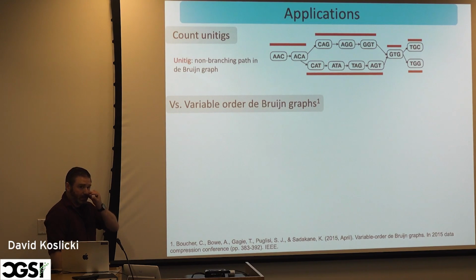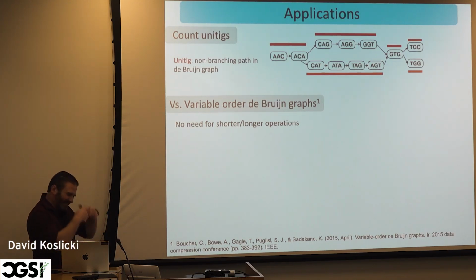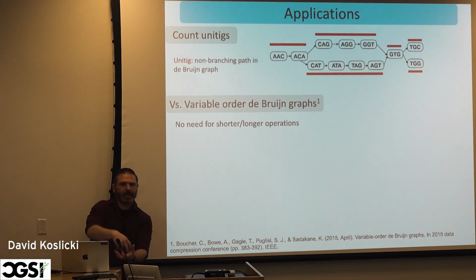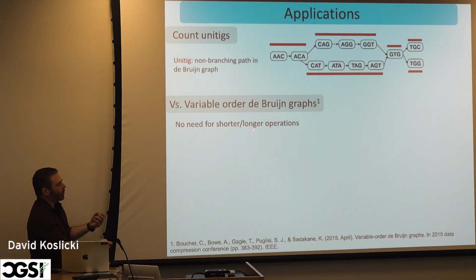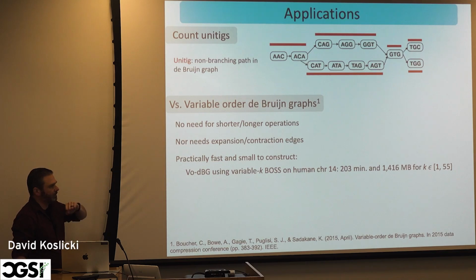You may be familiar with variable order de Bruijn graphs, especially if you're in the assembly realm. So a quick little bit comparing and contrasting these two. Variable order de Bruijn graphs, at a very 10,000 foot view, basically take all your de Bruijn graphs and sort of just link them together. So you have these sort of shorter, longer operations to move between the different de Bruijn graphs. Using a Prokrustean graph, you don't need that. So you don't need these kinds of edges, and it's practically fast.